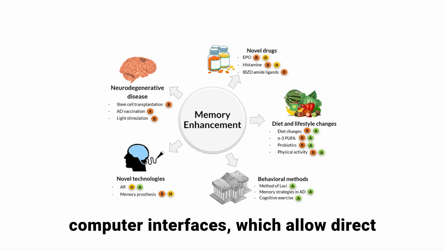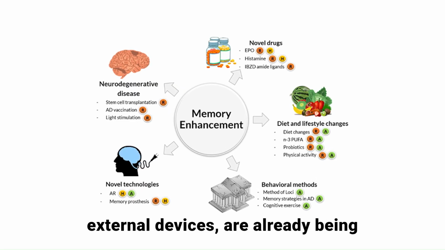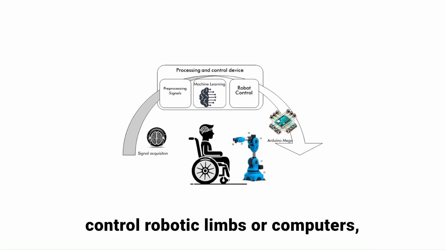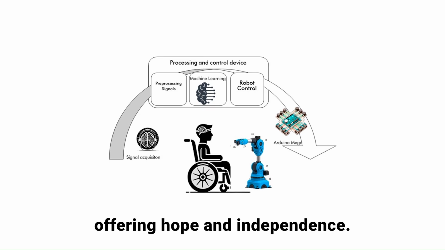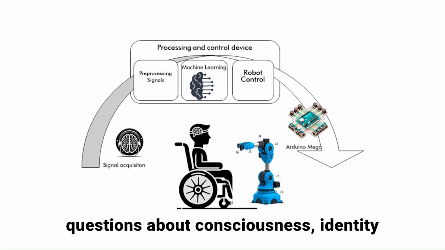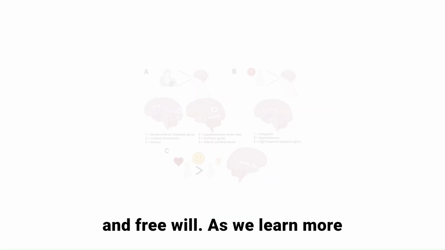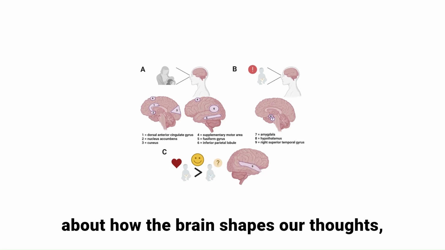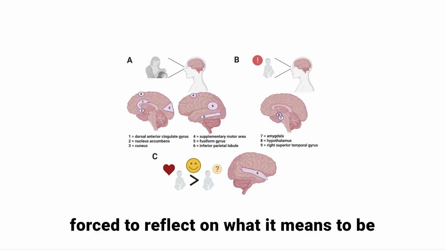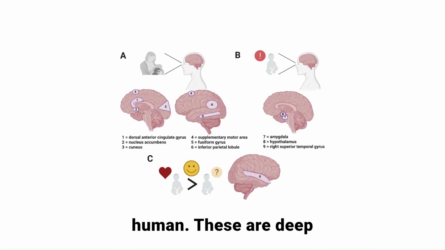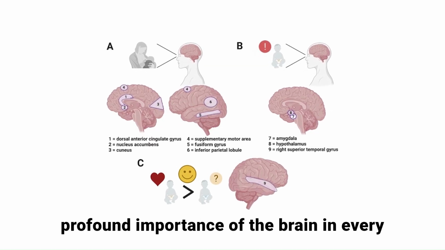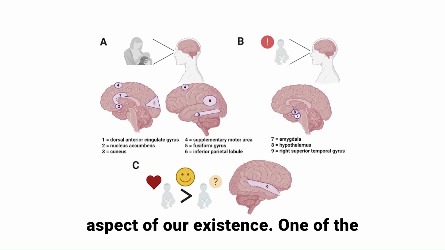Brain-computer interfaces, which allow direct communication between the brain and external devices, are already being explored to help people with paralysis control robotic limbs or computers, offering hope and independence. Neuroscience also raises fascinating questions about consciousness, identity, and free will. As we learn more about how the brain shapes our thoughts, emotions, and behaviors, we are also forced to reflect on what it means to be human. These are deep, philosophical questions that go beyond biology, but they remind us of the profound importance of the brain in every aspect of our existence.